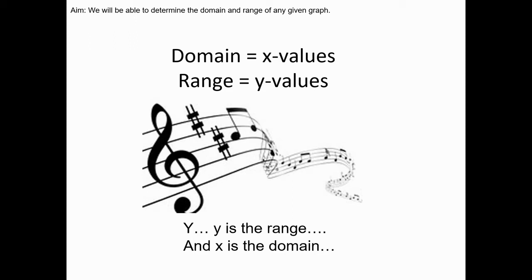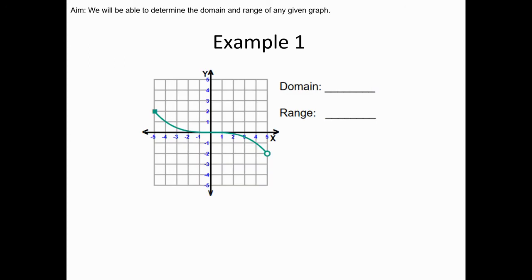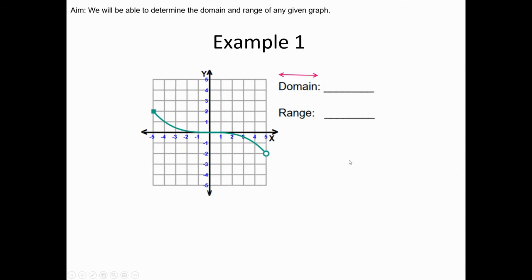And to represent the x values and y values of graphs, we're going to be using the notation that we talked about in the previous lesson: inequality, set notation, interval notation. You only need to master one of those, but you do need to know how to interpret all of them. So let's go ahead and see an example right here. Here's a graph, looks a bit wonky. You could tell that it's a finite graph because it starts here and it stops here. Remember, domain represents what goes left and right, and range represents what goes up and down.